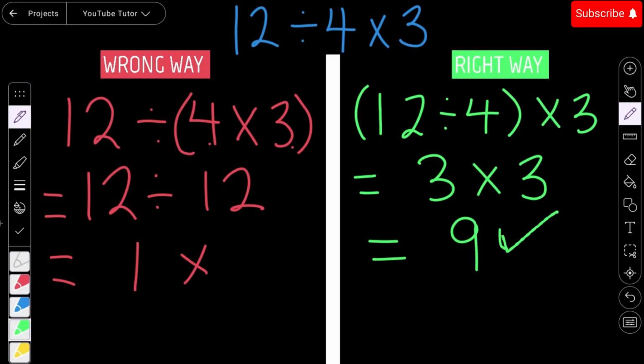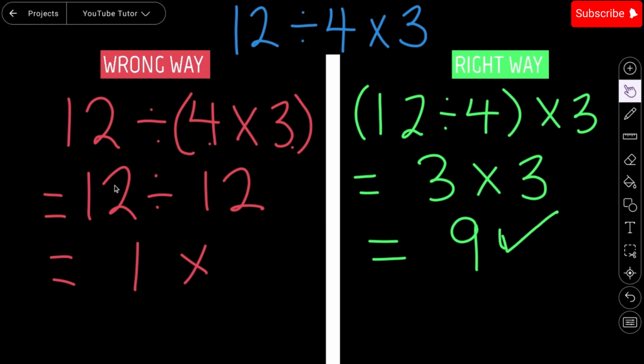The reason being that you multiplied before you divided. That's the left to right rule. Here we multiplied, which gives us 12, before we divided.